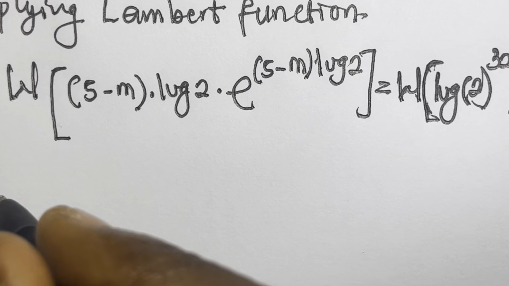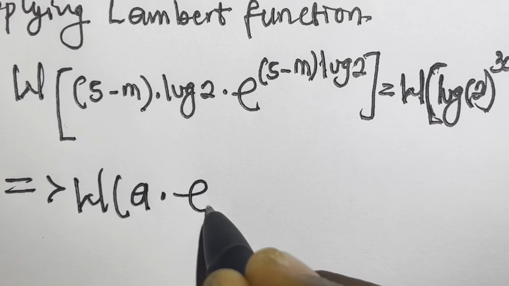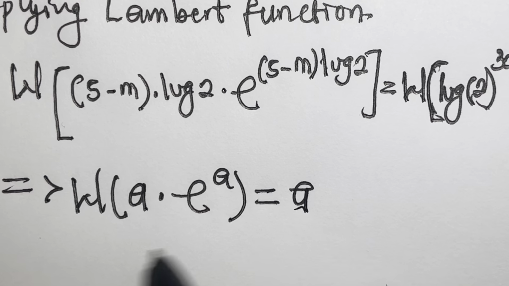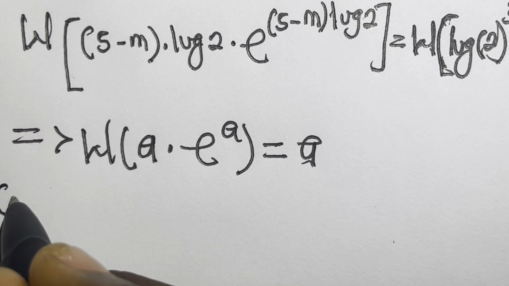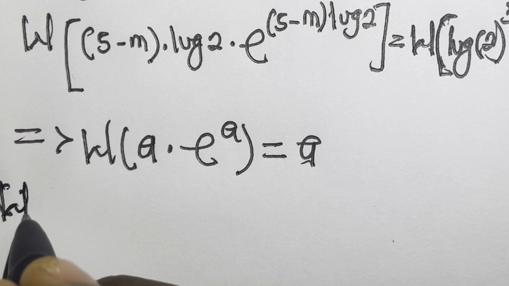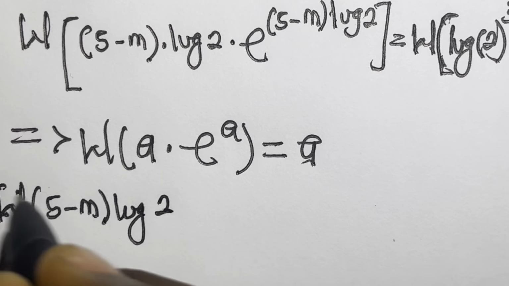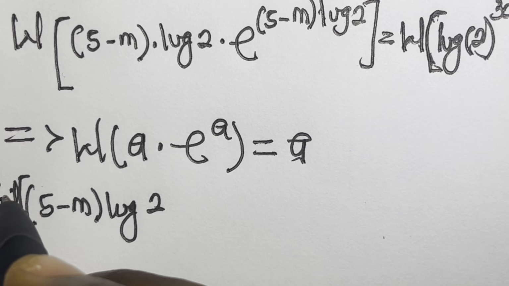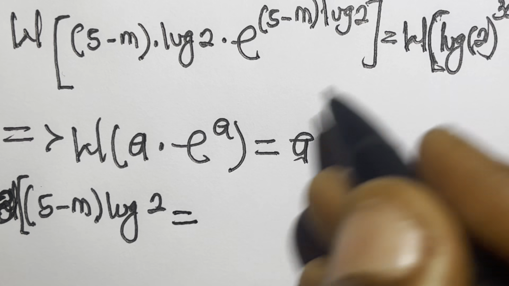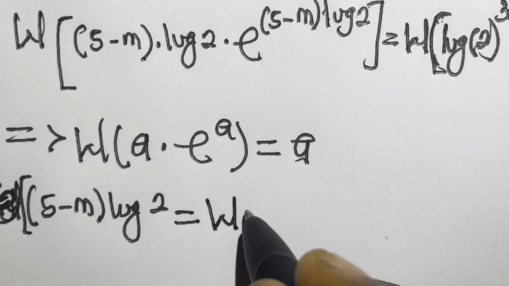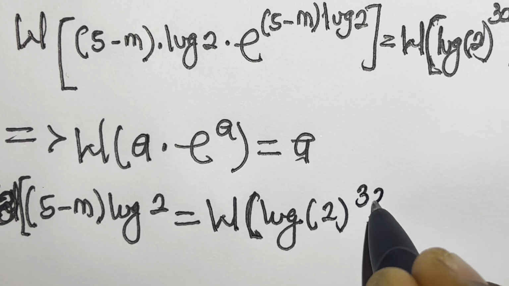But let's recall that if you have the Lambert function of a multiplied by exponential a, this equals a. So if we apply this, we have the Lambert function giving 5 minus m log 2, so equals the Lambert function of log 2 raised to power 32.